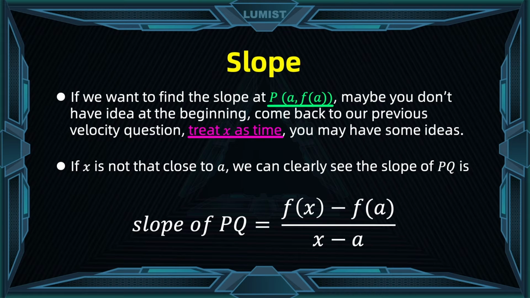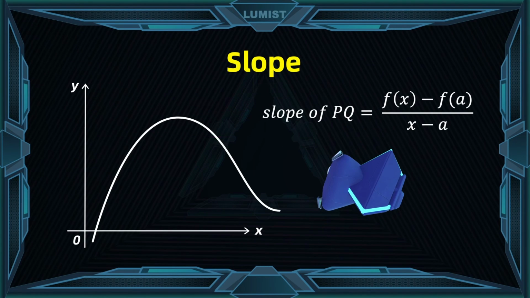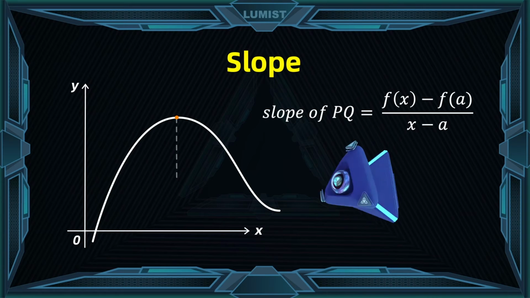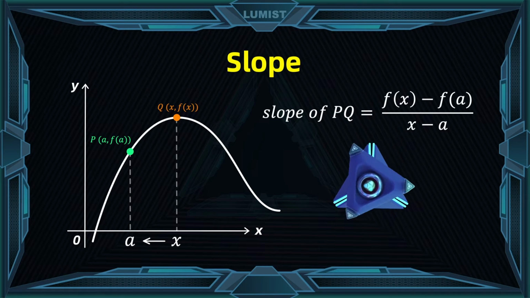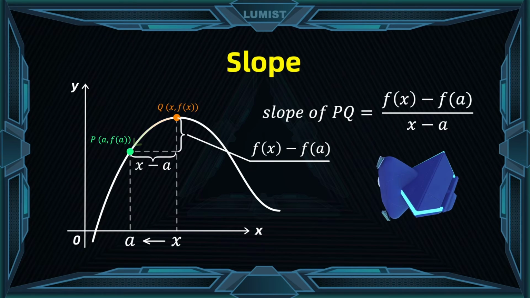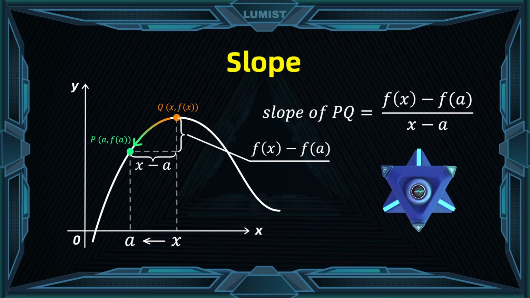Now, if you want to find the slope at the point P of a and f of a, we need to move x as close to a as possible. Therefore, the point Q will move as close to P as possible. If Q is close enough to P, then the slope of PQ is approximately equal to the slope at the point P.